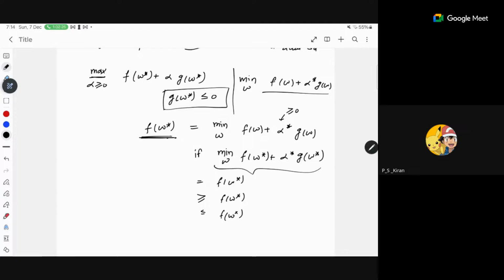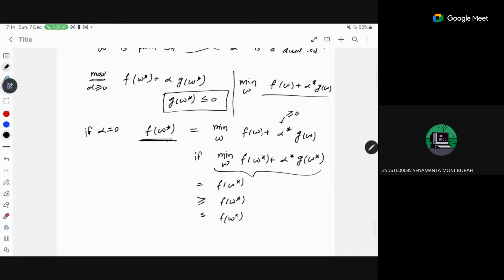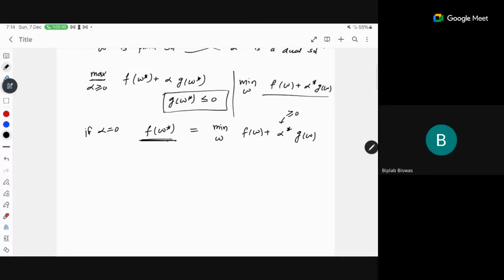This quantity comes when alpha is equal to 0, right? Is that okay? This is fine, right? Yes. So in that case, if alpha is greater than or equal to 0, then it should be less than or equal to 0, right? Sorry, it will be reverse. It will be less than or equal to f of W star, right?